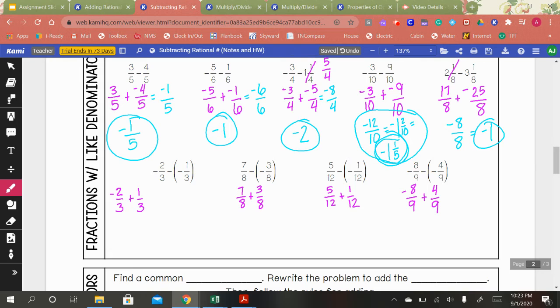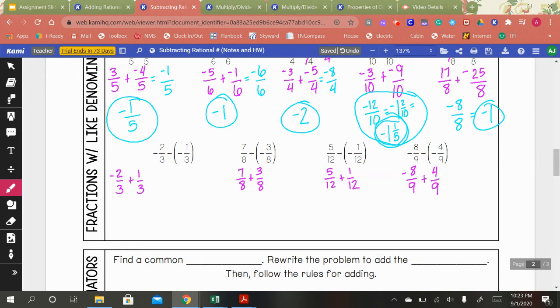All righty, moving right along here, we have 4 more with like denominators. We have opposite signs, so we're going to subtract. -2, and then we have 2 minus 1 is 1 over 3. I will add a negative there, because my negative number has a greater absolute value.